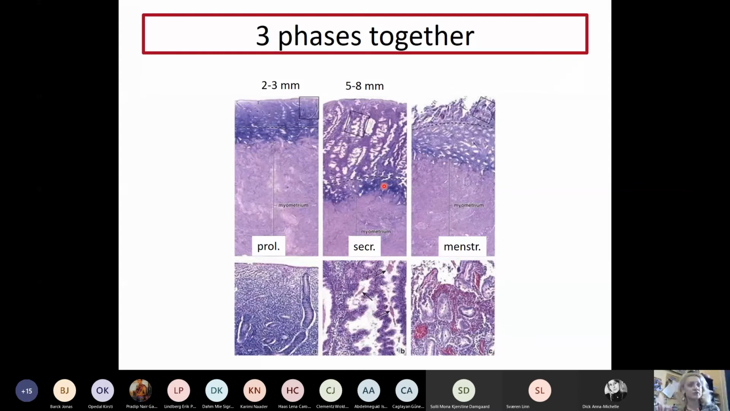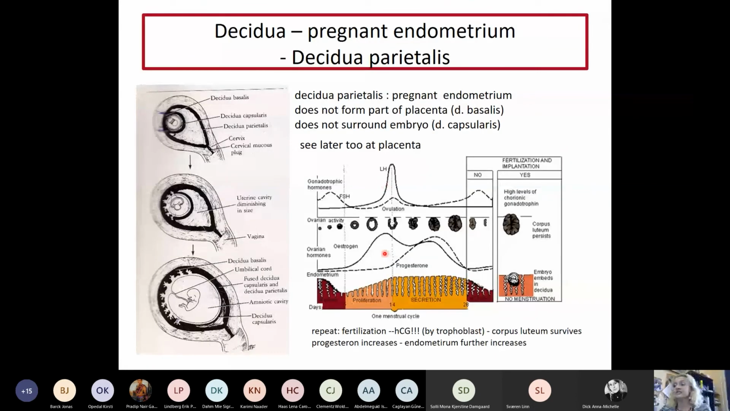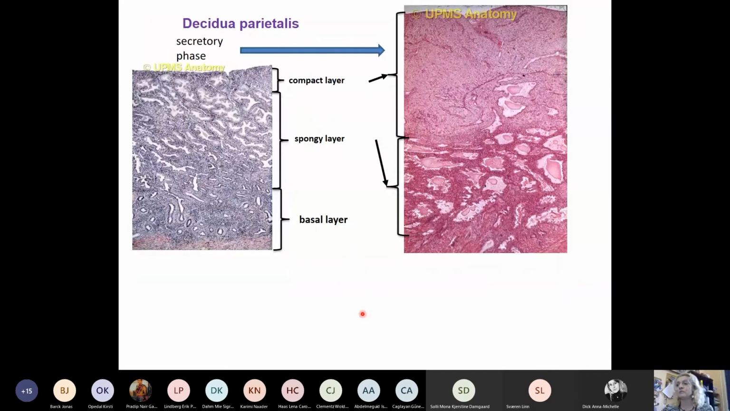If there is fertilization, HCG produced by the trophoblast cells keeps the corpus luteum producing progesterone, and the progesterone level further increases, so the endometrium will further increase. The secretory phase doesn't end. And that's what we see here. So this is the secretory phase that I've already shown you, and this is the Decidua parietalis.